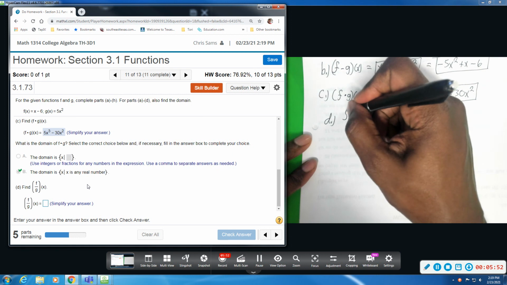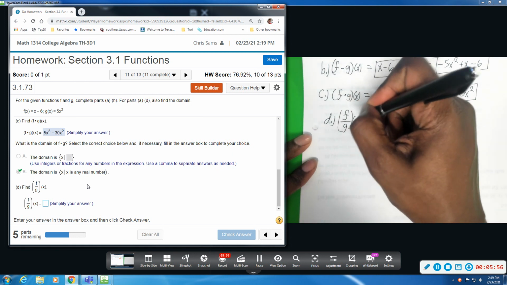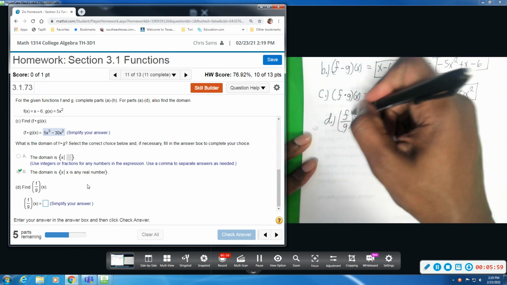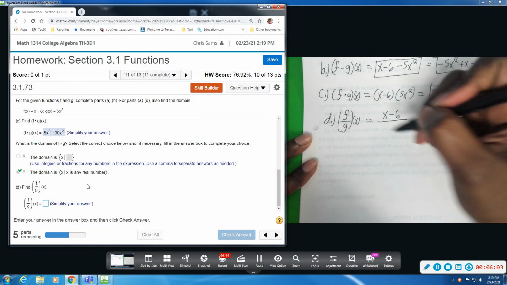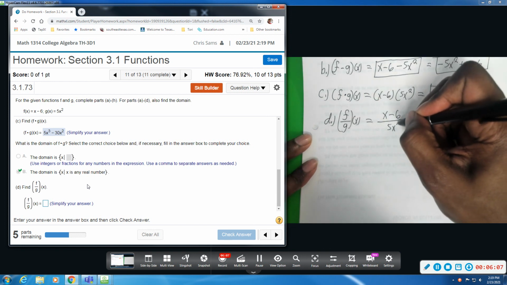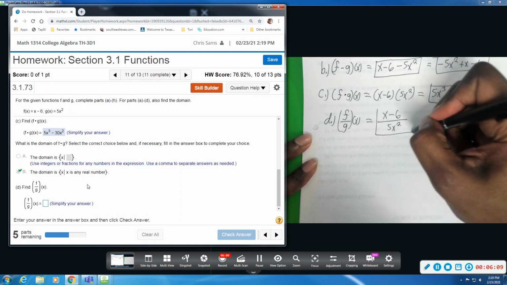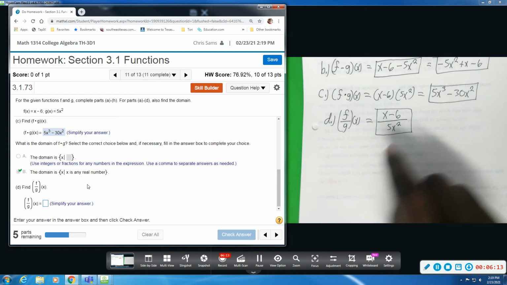So f divided by g of x. We put the f equation on top, x minus 6. On the bottom we put the g, which is 5x squared. And that's all we can do. Can't simplify anything here. Let's go ahead and do the domain.